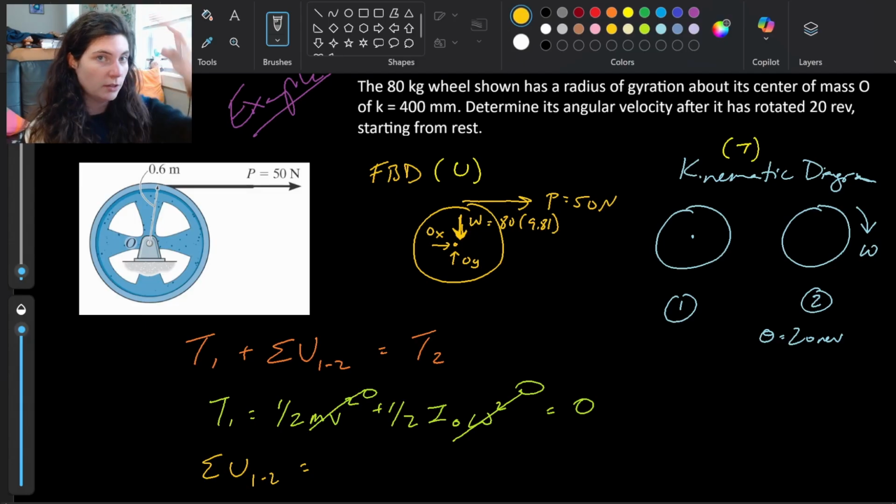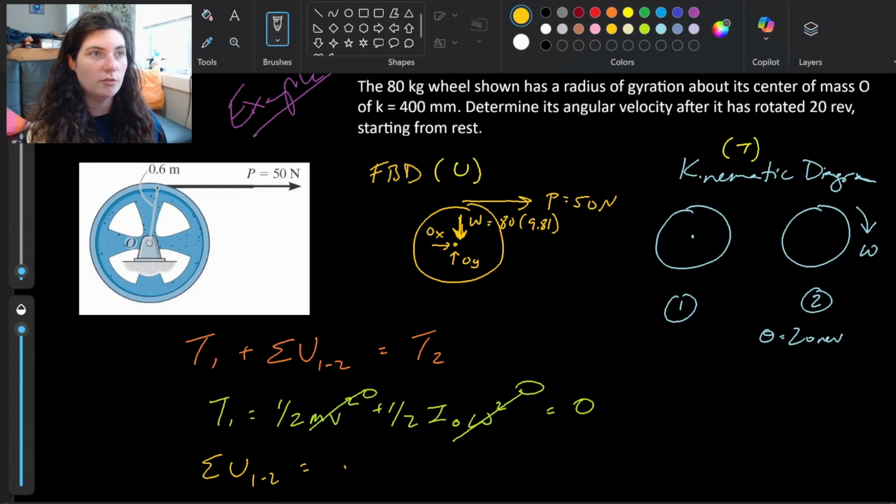If this wheel were falling through the sky while pinned to those axes, then maybe that weight would be doing work. But in this case, our weight isn't actually doing any work. There's no displacement there in the y direction. And the only force that does work in this free body diagram is the work done by P, right? P is what's causing those 20 revolutions, those rotations about that fixed axis. P is the only thing that's causing that.